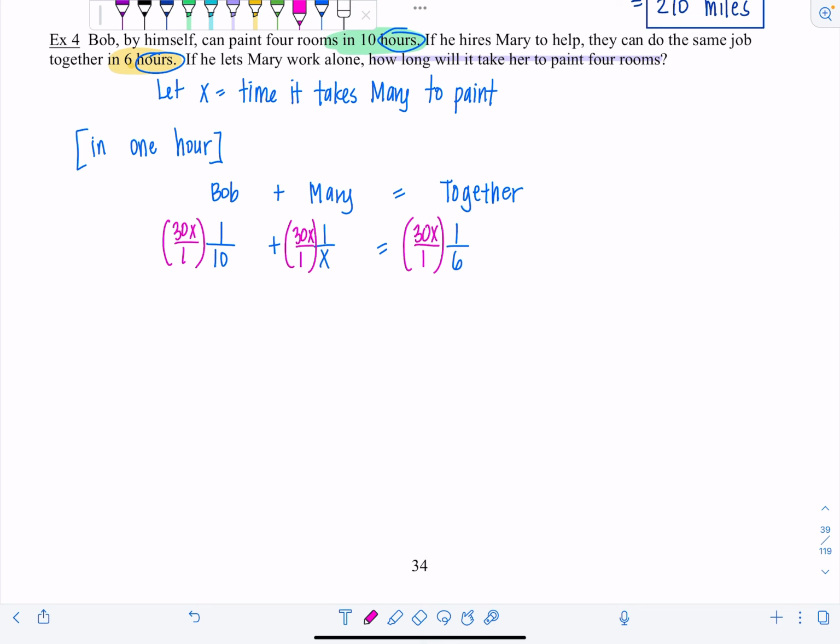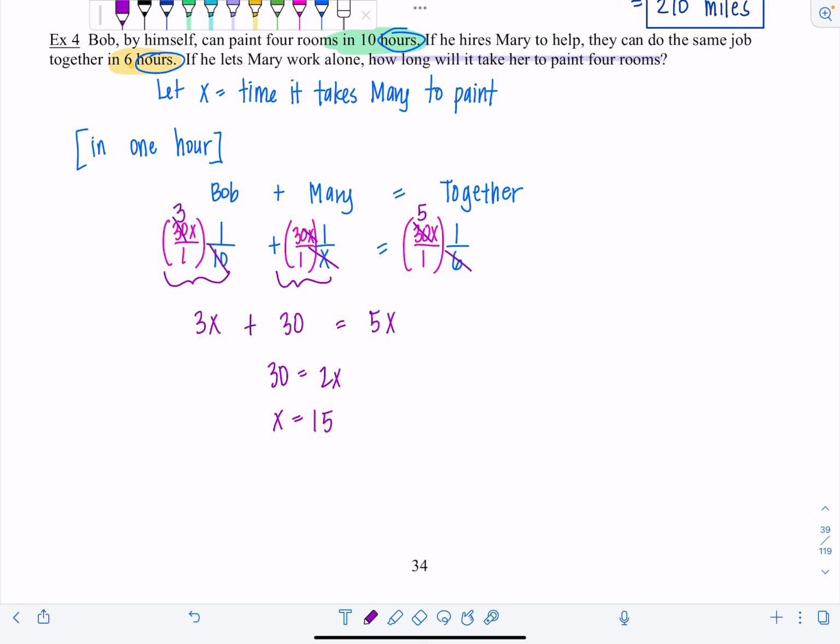Okay, let's simplify term by term. So 10 will cancel. This is a 3. We've got 3x plus, this x cancels, 30 equals, 6 cancels. This is a 5x now. Oh, look at what a non-threatening equation. I love it. So 30 equals 2x. x equals 15. What was x? The time it takes Mary to paint. That's exactly what we had to find.